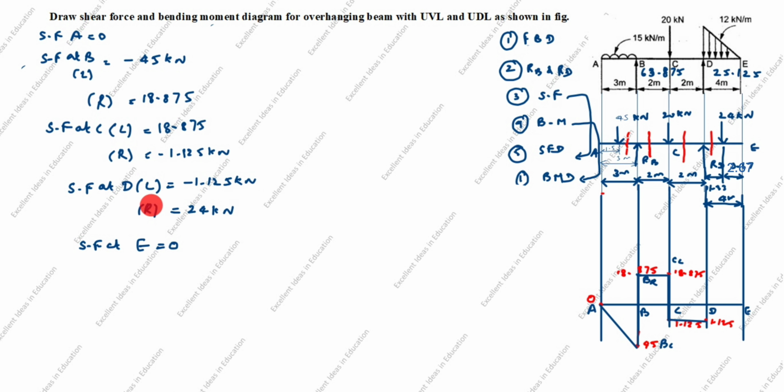Next, shear force at DR. R is 24 kilonewton. So 24 comes here. Draw the line. This is also straight line. This is DR. This is DL. Next, shear force at E is equal to 0. 0 is here. You see this is UVL. UVL is in parabolic curve. So we will draw parabolic curve. This is parabola.